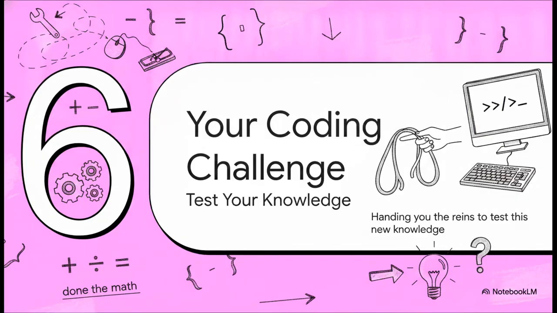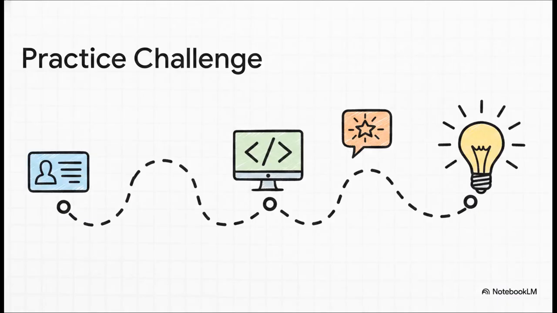Section 6, Your Coding Challenge. Let's test your knowledge. Okay, we've walked through the mechanics, we've bypassed the traps, and we did the math. Now I'm officially handing the reins over to you. Here's your practice challenge. I want you to write a script that combines everything we've talked about today. First, ask the user for their name using the input function. Second, ask them for their favorite programming language using another input function. And third, use the print function to output a personalized message combining both of those pieces of information. Something like, "Hey Sarah, Python is a great choice." You have all the tools you need to make this happen right now.